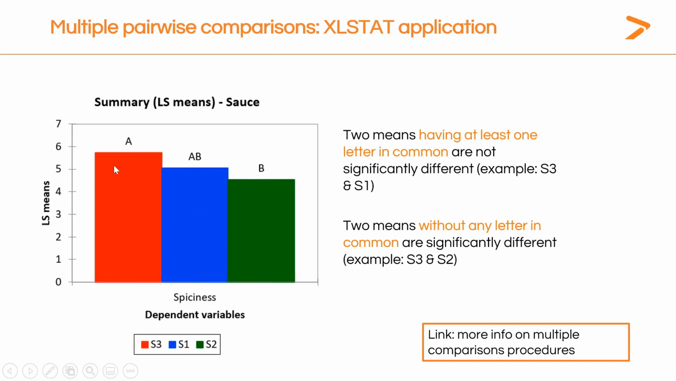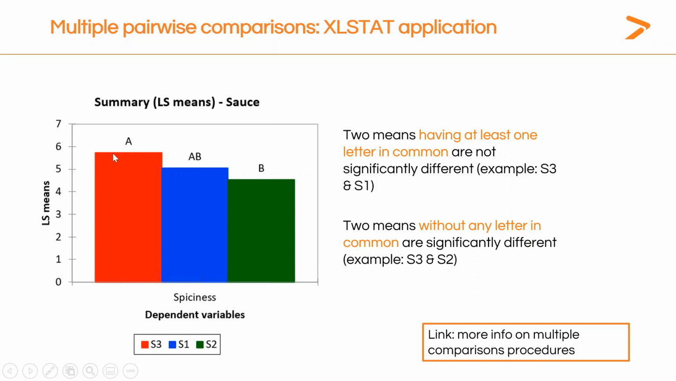So finally, the S3 sauce is the spiciest one, the S2 sauce is the least spicy, and S3 and S2 are significantly different. Now we have this statistical significance solution. It's always quite important to go back to the interpretation of the real numbers in the data.